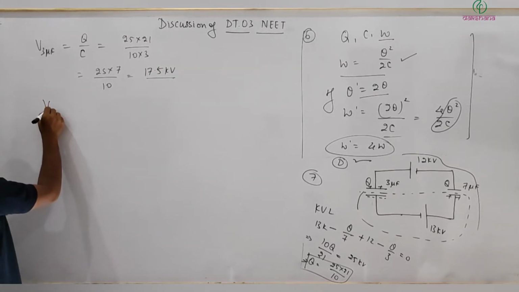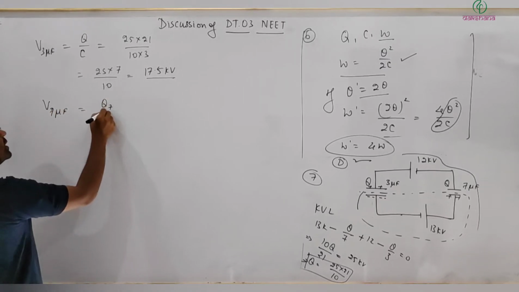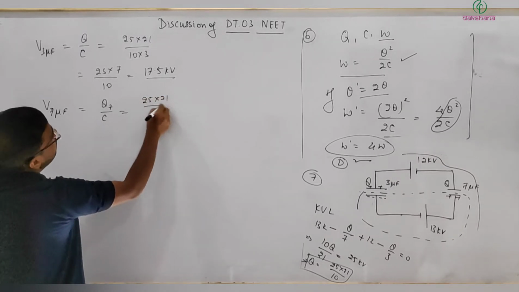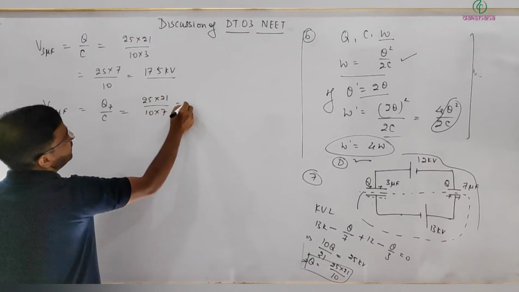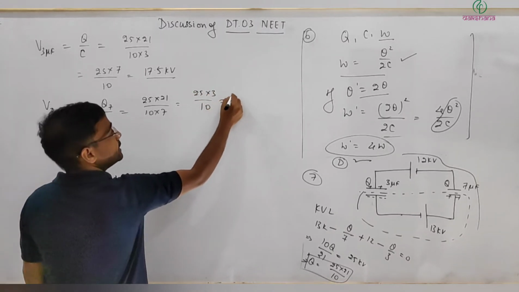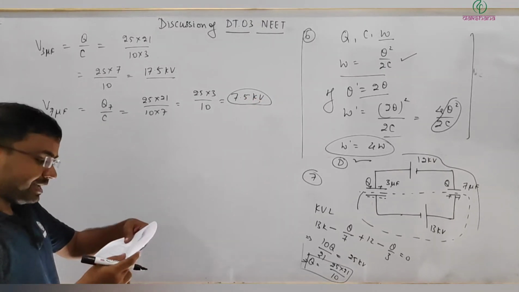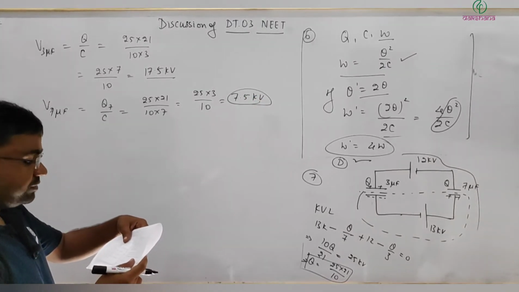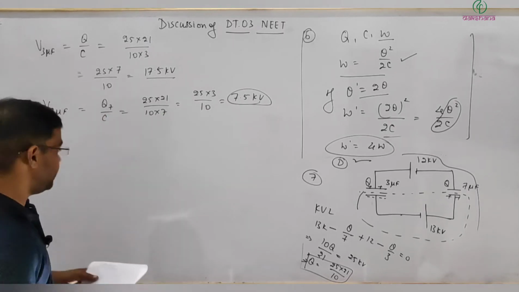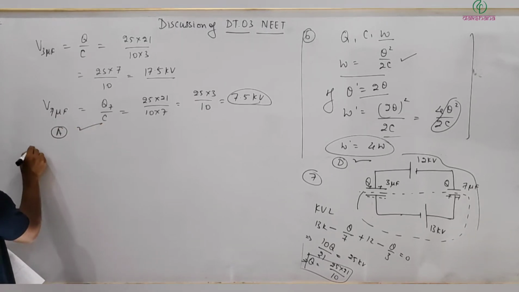Similarly, V, the potential difference across 7 microfarad, you can write Q across 7 divided by C, and this comes out to be 25 multiplied by 21 divided by 10 multiplied by 7, and this comes out to be 25 times 3 divided by 10, and that is 7.5 kilovolt. So the answer is potential difference across 3 is 17.5 and across 7 it's 7.5, so your option A matches here perfectly. That is question number 7.